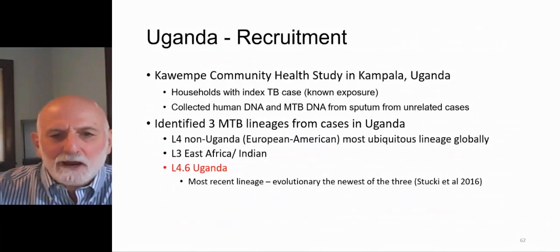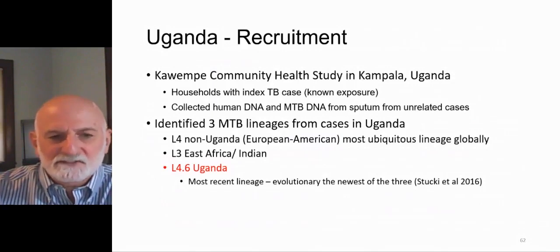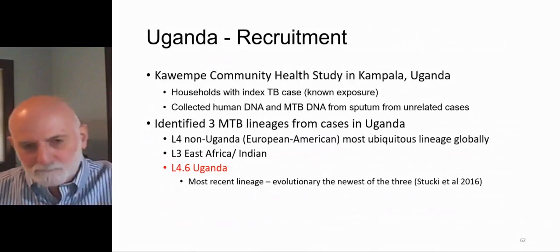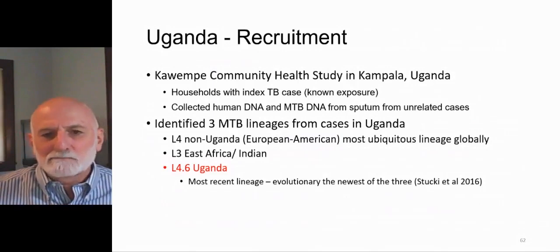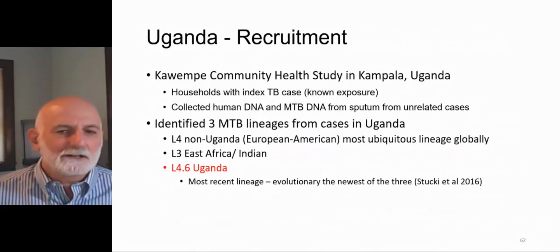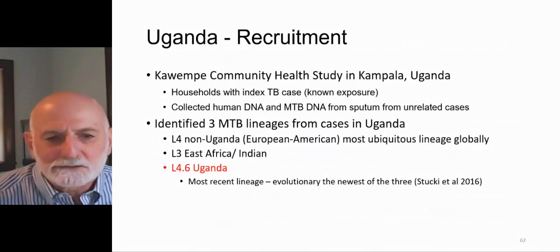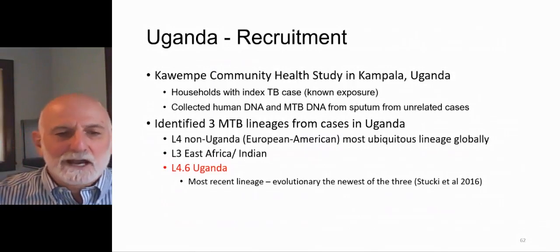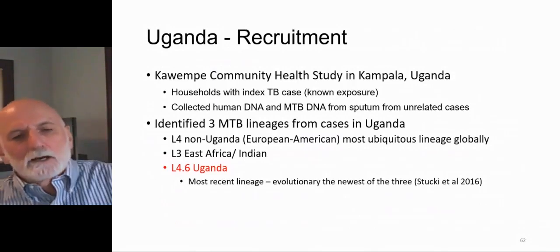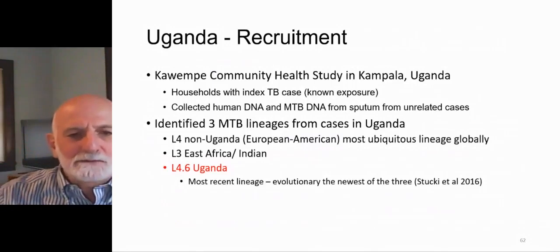We found that there were three lineages in our study. There's the L4 non-Uganda; there are 7 global umbrella strains of Mycobacterium. L4 is the most ubiquitous globally. L3 is East Africa and Indian, South Asian, and L4.6 is a substrain of the L4, which is only found in Uganda and Rwanda, and maybe a few other surrounding countries. So it's been shown to be, of these 3 lineages, the most recently diverged lineage. So these are what we found in terms of the Mycobacterium.